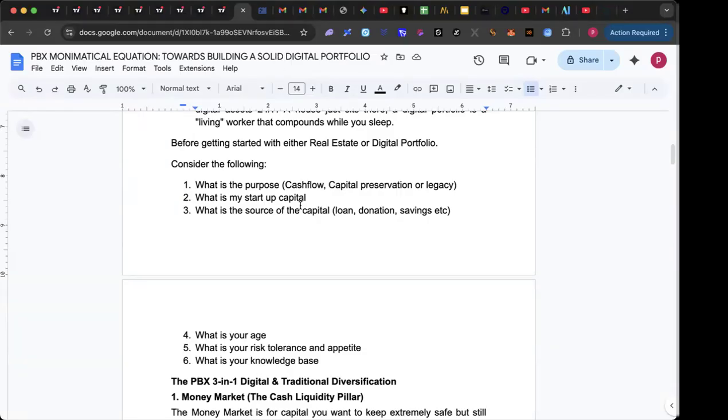Now, what is the purpose? The purpose is cash flow first, then capital preservation, then legacy. If it's cash flow first, sometimes you will be exposed to certain higher risk. Then you try to reshuffle, pick some things into capital preservation, and then you build towards legacy. Now, this is the mistake we make. I'm sure many of you will beat yourselves up.